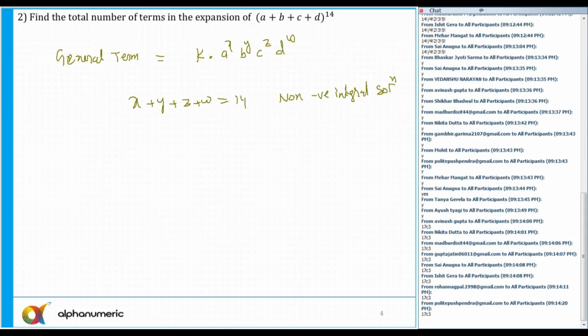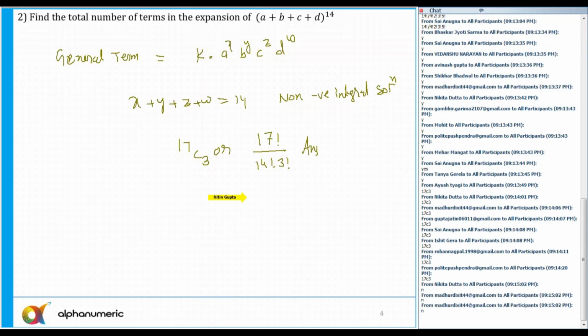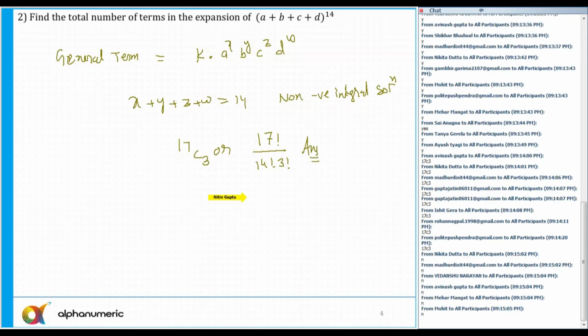That is (14 + 3)C3, which is 17C3, or I can say 17 factorial by 14 factorial into 3 factorial. Non-negative integral solutions are always equal to (n + r - 1)C(r - 1), or you can use the partition approach. 4 variables, so I need 3 partitions. So 14 + 3 is 17. So 17C3 or this. Any doubts to anyone now? No. So I hope it is clear how to find the number of terms.